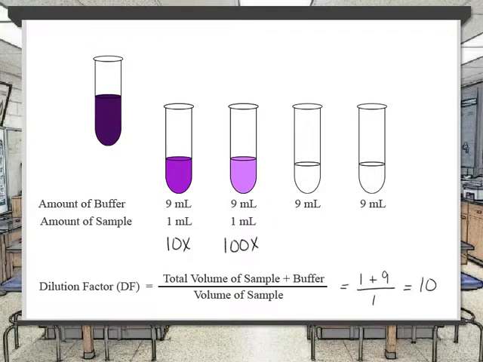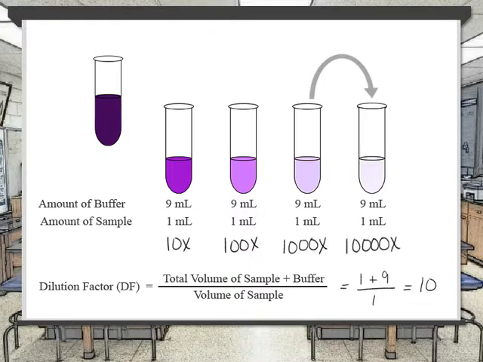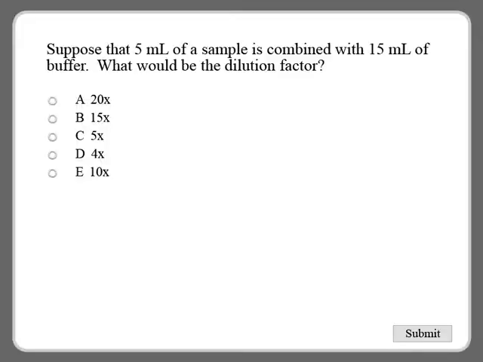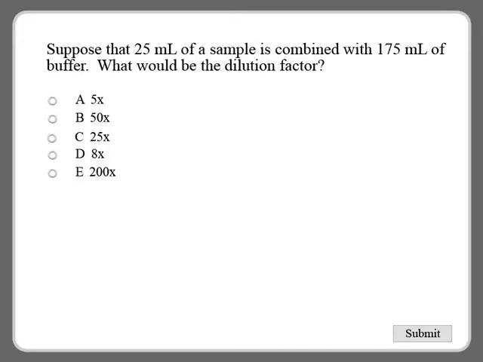We would repeat the procedure for as many tubes as we wanted. And notice that each time we are exponentially increasing our dilution factor. Once we know the dilution factor, now we're ready to figure out the original protein concentration in that undiluted tube.